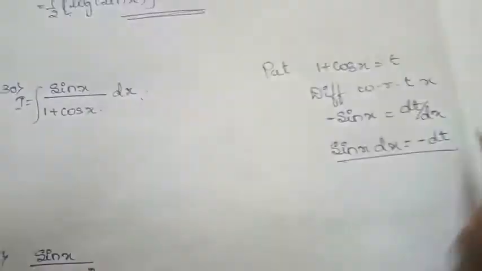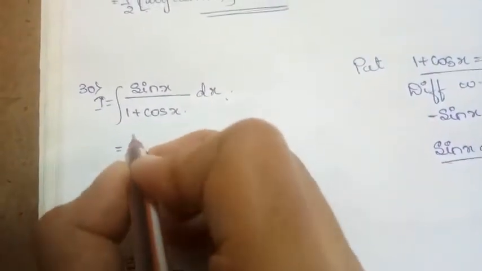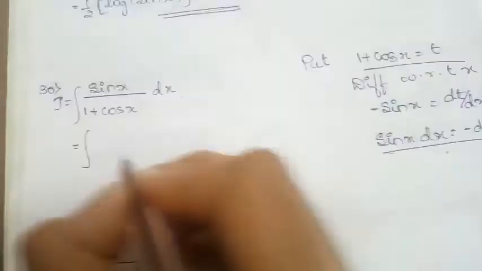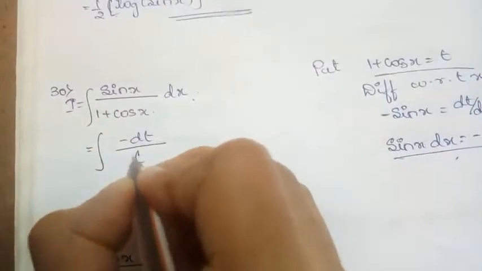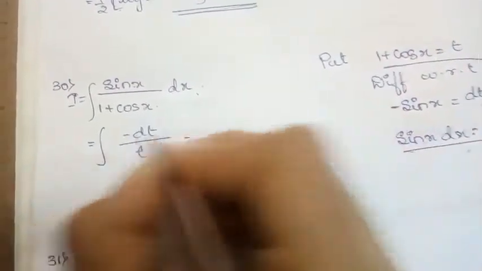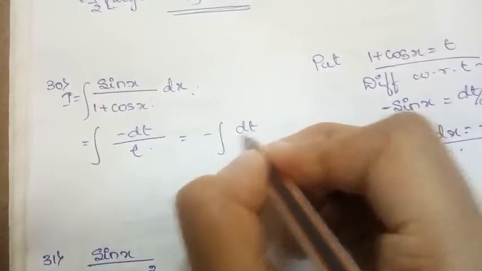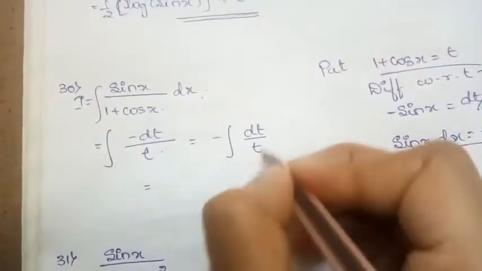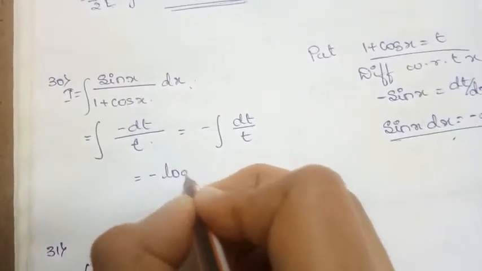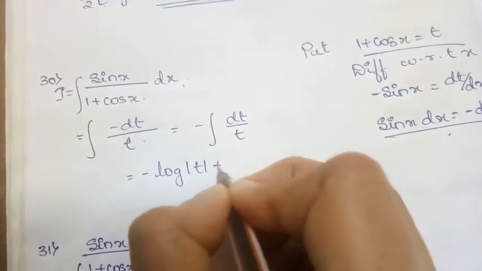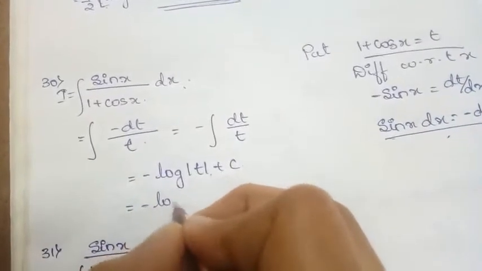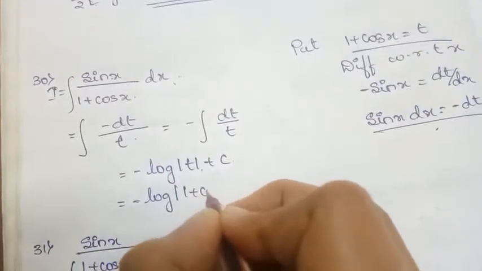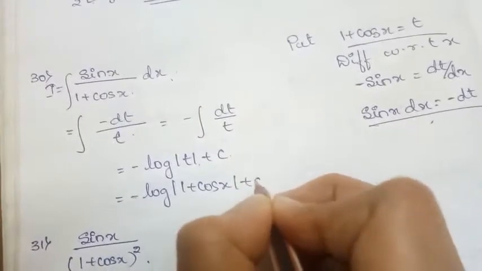So now I am substituting t and dt in the above question. Sin x dx I got as minus dt, and I have taken 1 plus cos x as equal to t. If I bring that minus outside the integral, we get dt by t. And we know that dt by t is nothing but log of mod t plus c. So what was our t here? Our t was 1 plus cos x, so it is minus log of mod 1 plus cos x plus c.